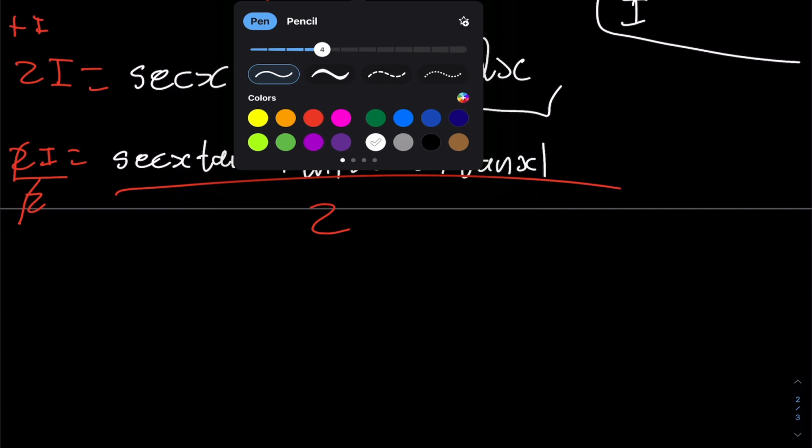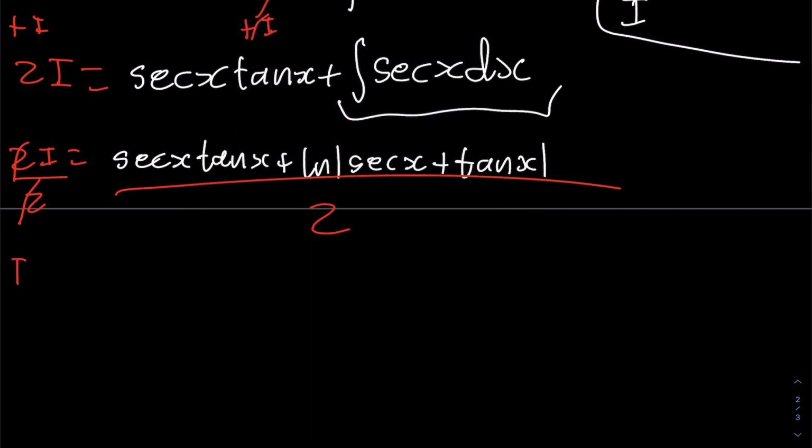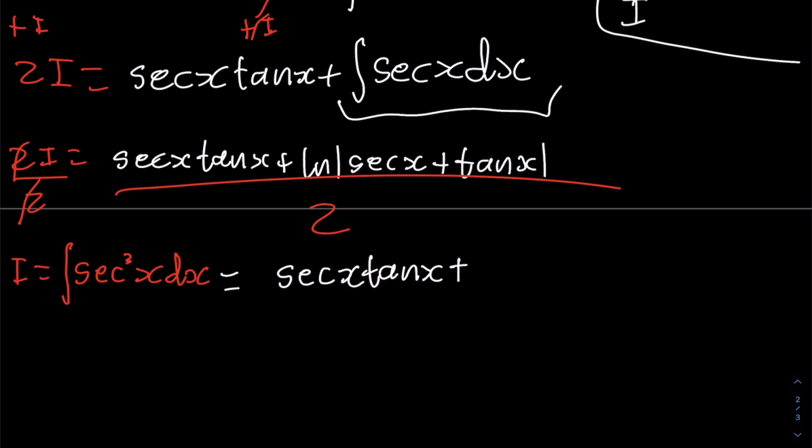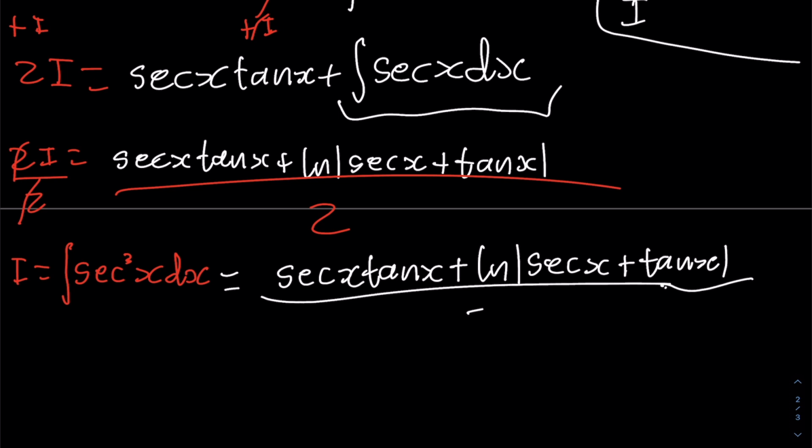So we finally see that I, which is equal to the integral of secant cubed x dx, is just equal to this part right here. And remember, we have divided by 2. So we have secant x tangent x plus the natural log of the absolute value of the secant x plus the tangent of x, and that's all divided by 2. And you can put a plus C, because here we are done.